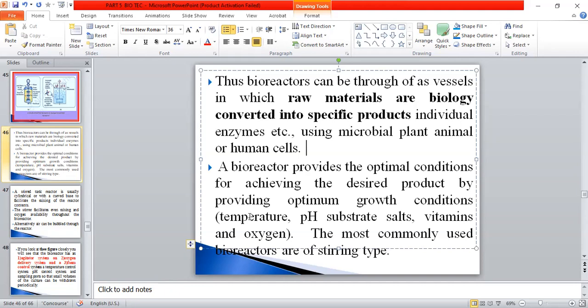Suppose there is an acid production tank. Suppose you are adding some small amount of base, what will happen? Immediately the acidity will be very high. Okay, the opposite reaction will occur.